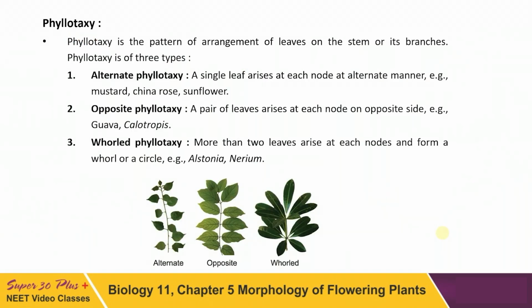Phyllotaxy. You know, we have a lot of diversity in angiosperms, and so the arrangement of the leaves also differs from plant to plant. That is, plant species have different types of arrangement of leaves. Phyllotaxy is the pattern of arrangement of leaves on plants. You go to nature, you must have seen that in the case of China rose and sunflower, the arrangement of the leaf is different from the arrangement of leaf in the case of neem. So the arrangement of leaves on the stem or its branches is called phyllotaxy.